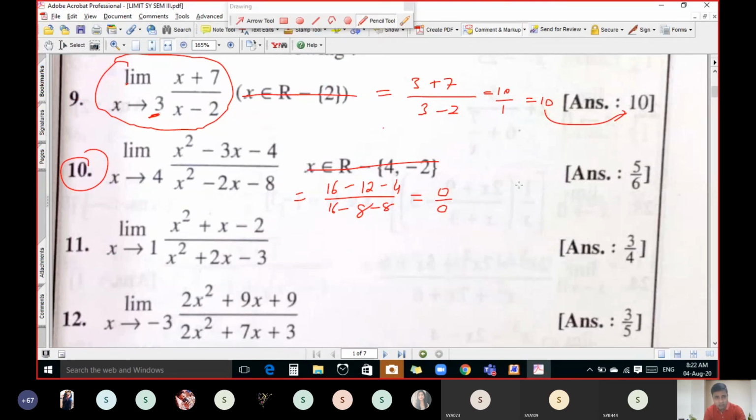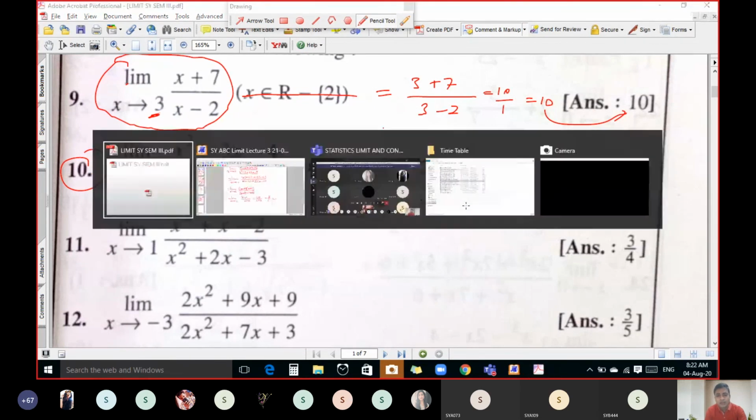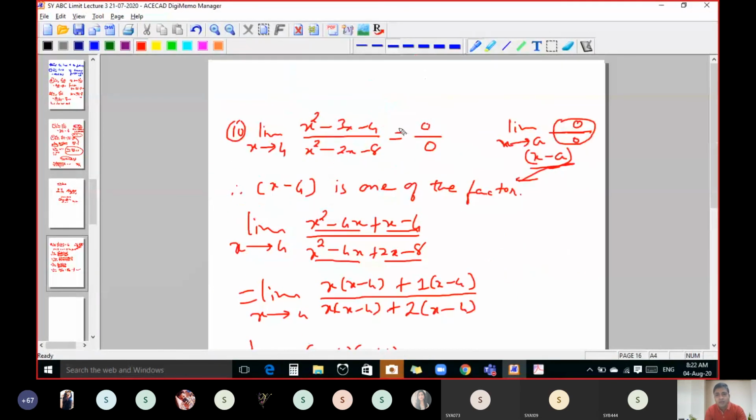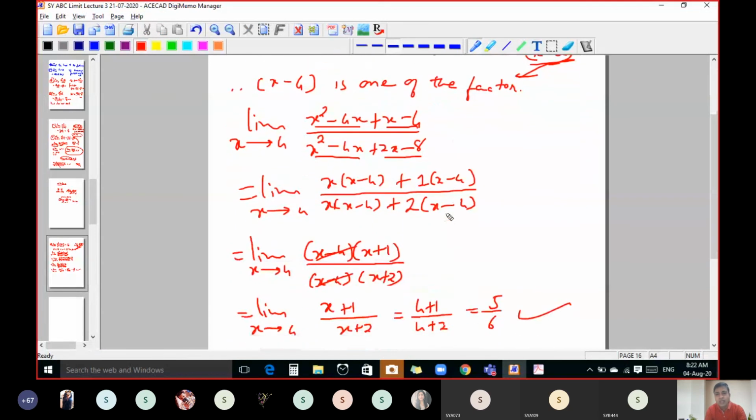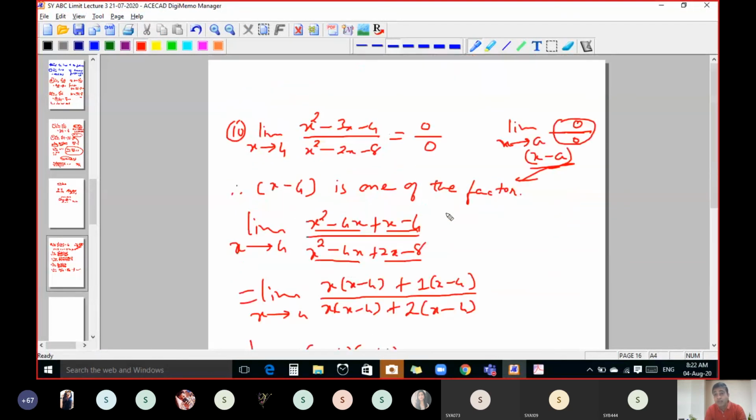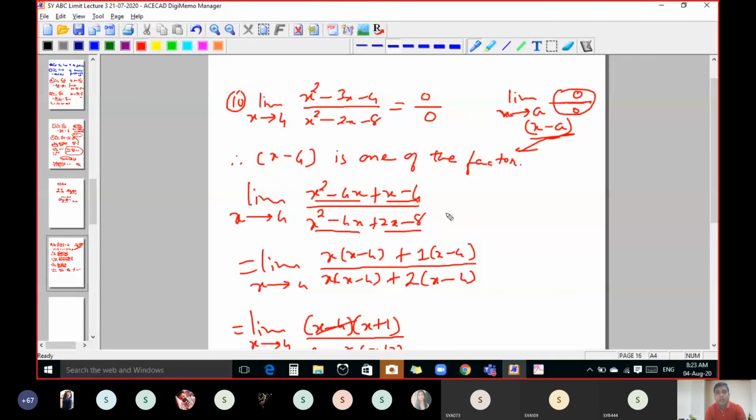This was question number 10. So once we have 0 by 0, what do we have to do? Once again, once we have 0 by 0, we have to find out the factor. And this is a way to find out the factor. So which concept do we require to solve the examples of limits? Obviously factorization. Factorization has a very important role in solving examples of limits. If you don't know factorization, then it becomes slightly difficult.